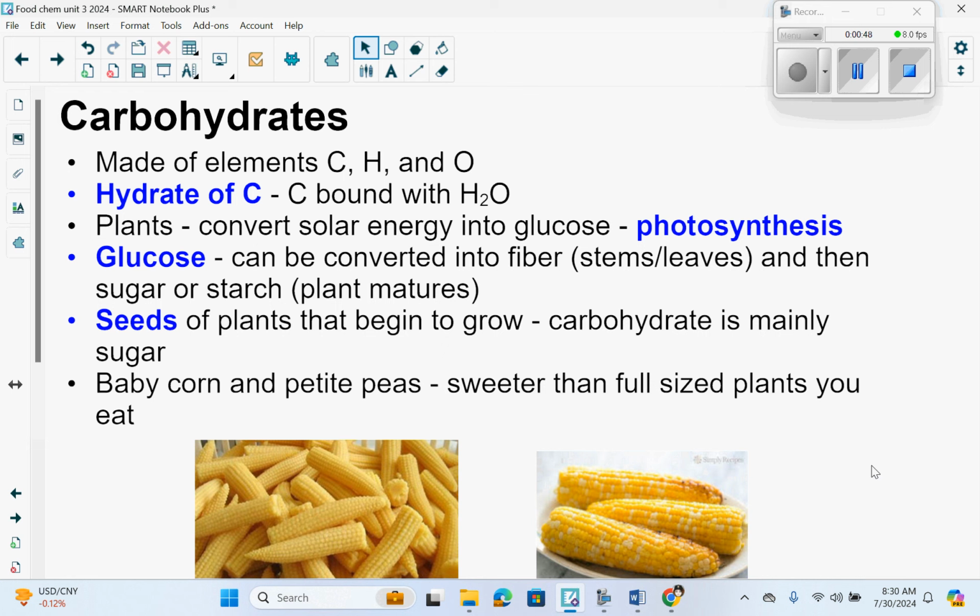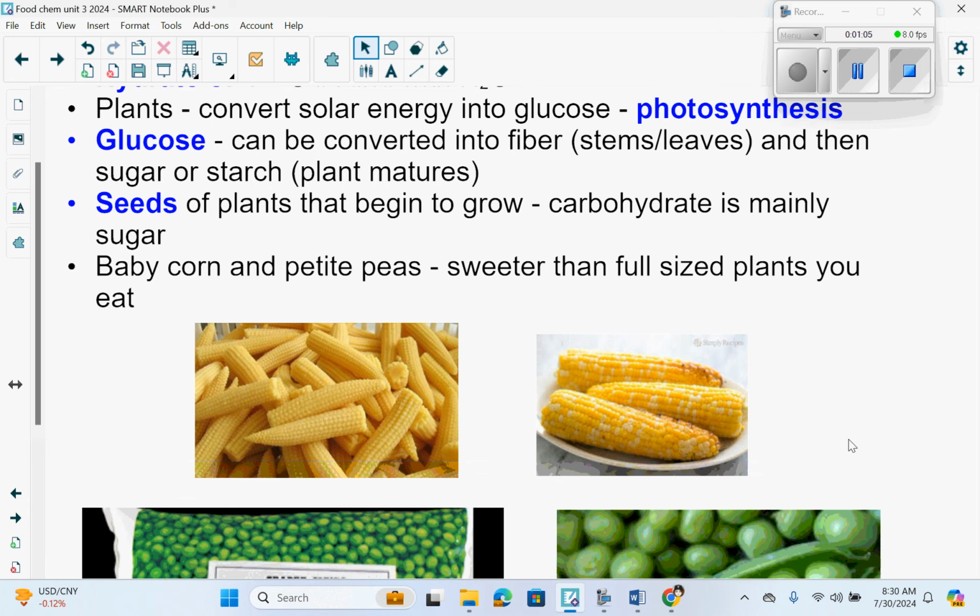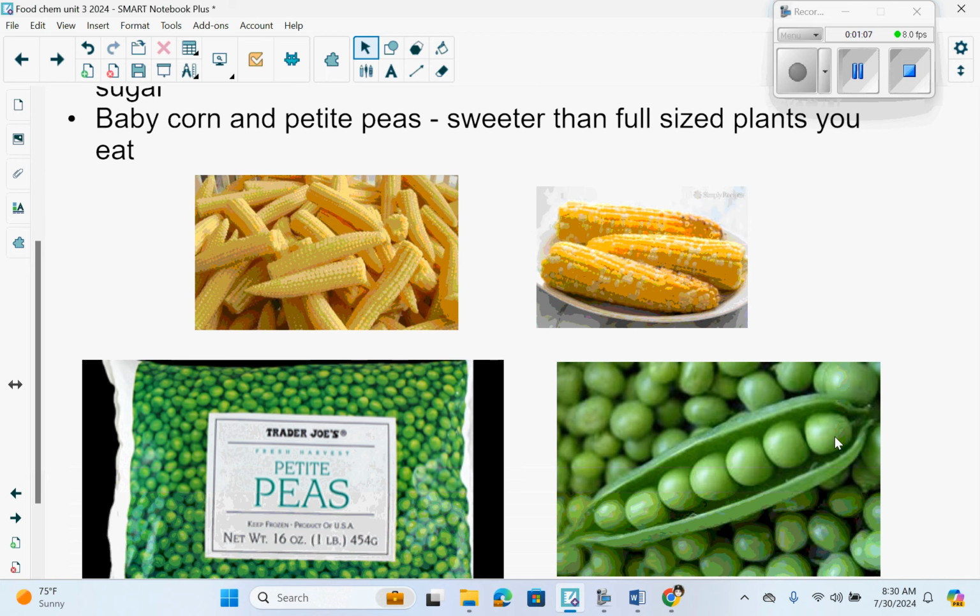Plants convert solar energy into glucose. That's photosynthesis. Glucose can be converted into fiber, which you see in the stems and leaves, and then sugar or starch as the plant matures. In the seeds of plants that begin to grow, the carbohydrate is mainly sugar, and this is why baby corn and petite peas will often be sweeter than the full-size plants that you eat.